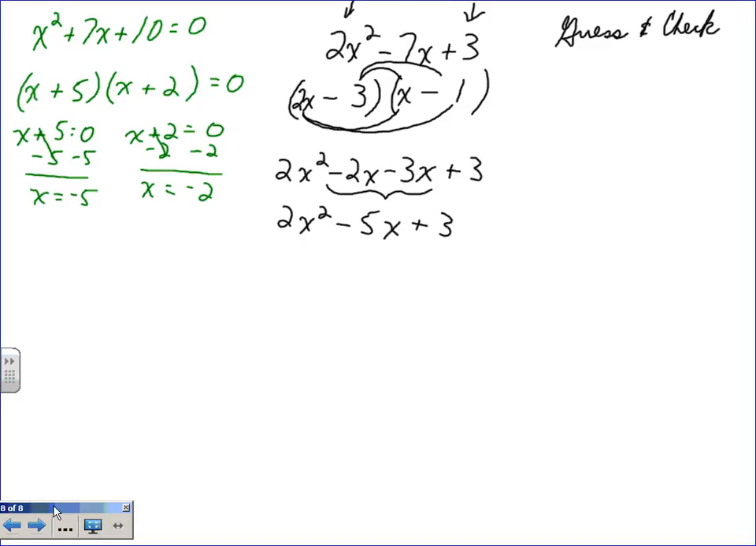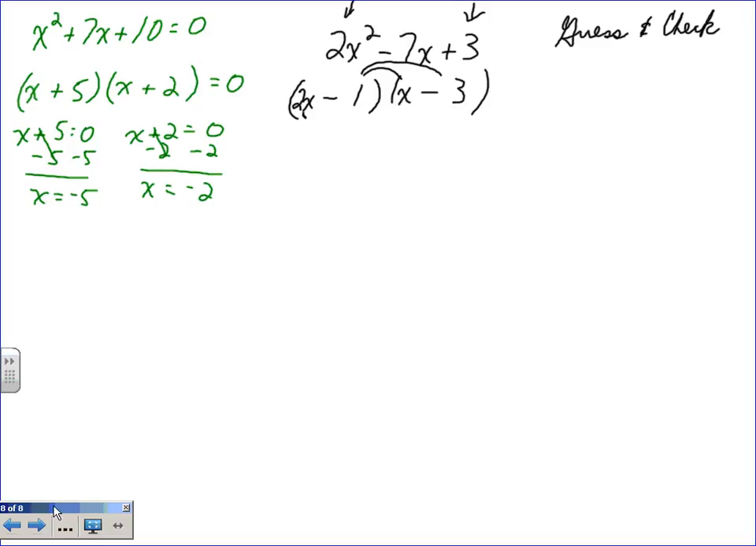You guessed wrong, so what I'm going to do is switch the 3 and the 1. Now I'm going to make it 1 and 3. Let's try that. Let's erase this. I checked it and it didn't work. So let's check it again.